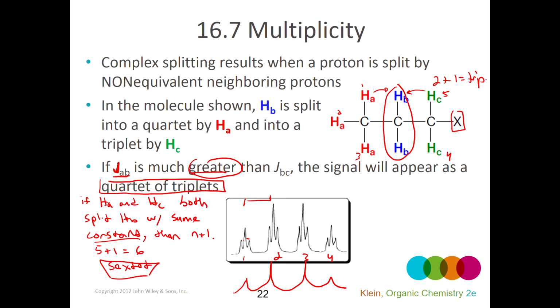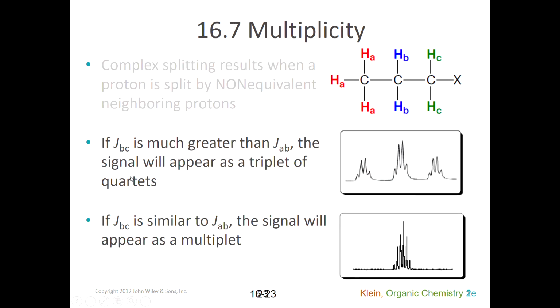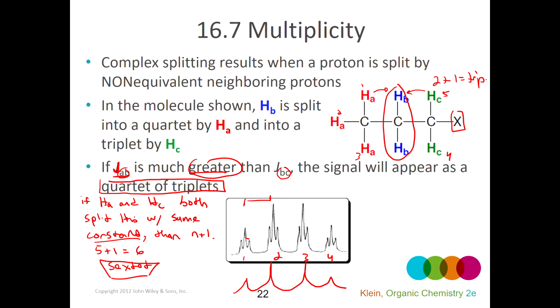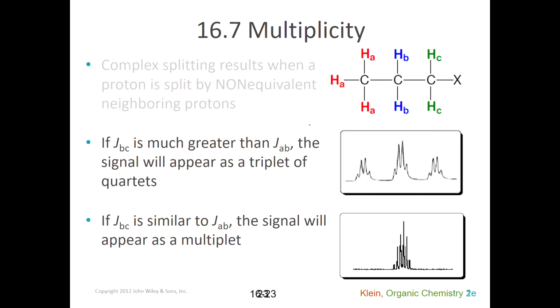And that's what I see if the quartet has the larger coupling constant and the triplets have the smaller coupling constant. But I don't know if that's the case. I don't necessarily know what the coupling constants are. So it's possible that the coupling constant between B and C might be large compared to the coupling constant between A and B. So we have another scenario. So there are really 4 possible scenarios here. One where the coupling constants are equal, giving me a more simple pattern predicted by the n+1 rule. One where the coupling constant between A and B is larger than between B and C. One where the coupling constant between B and C is larger than between A and B.